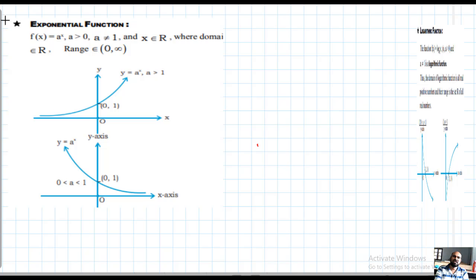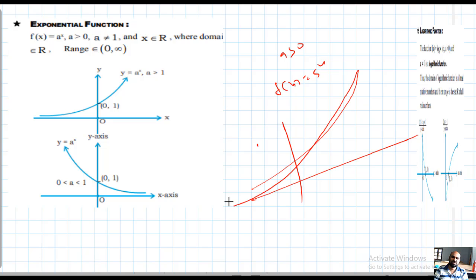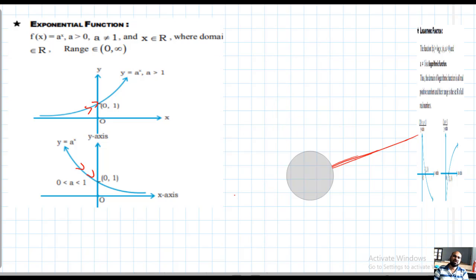If you take the case a greater than 1, then the graph of f of x equal a power x will be like this, an increasing graph. This is a decreasing graph. You can draw arrows like this. It is the same as what we discussed in trigonometry and basic inequalities. This increasing graph passes through (0, 1). If x values are increasing, y values also will increase. If x tends to minus infinity, then y tends to 0. So these two are the important basic graphs for the exponential function.